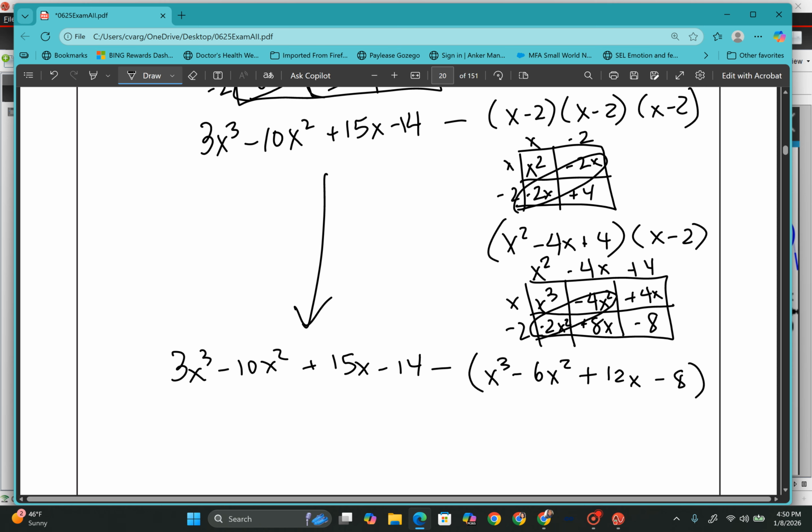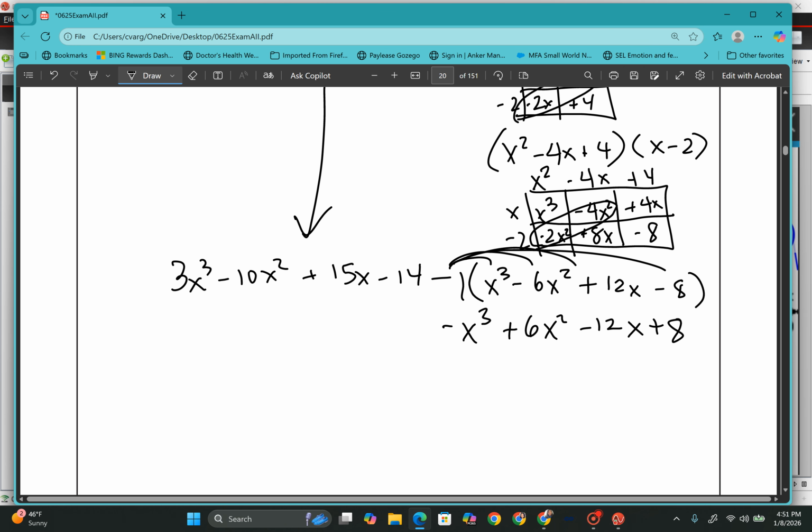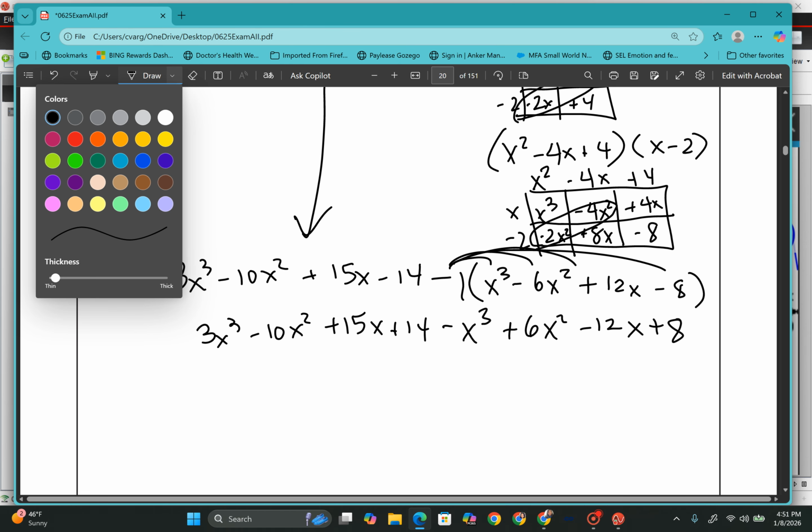So when we're doing subtraction, this is like a negative 1. So we're going to distribute this. So this is going to be negative x to the third plus 6x squared minus 12x plus 8, right? We're just switching the signs. And we're going to combine that with 3x to the third minus 10x squared plus 15x plus 14. So let's combine some like terms here.